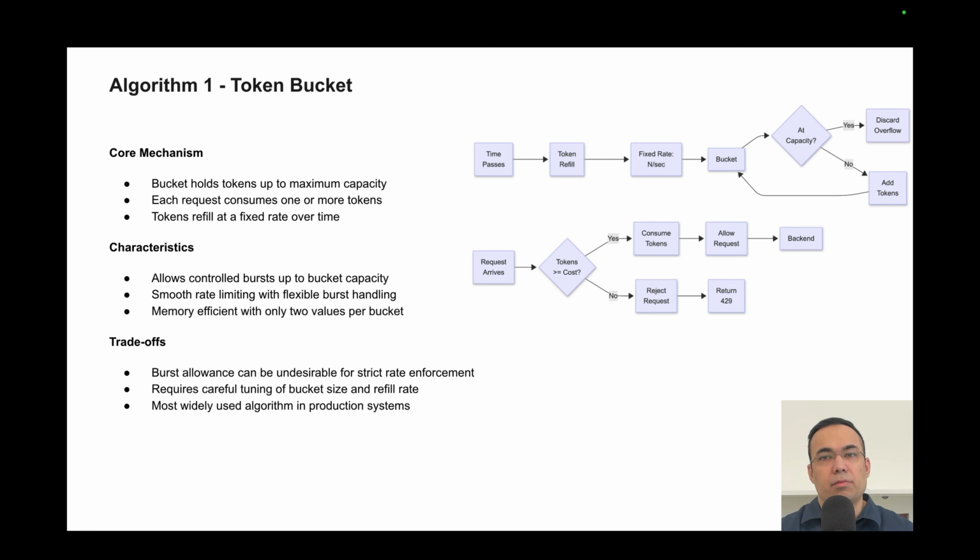However, there are trade-offs to consider. The burst allowance can be undesirable for strict rate enforcement. If you need exactly 10 requests per second with no bursting, token bucket is not ideal. It requires careful tuning of bucket size and refill rate. These two parameters interact in non-obvious ways. Despite these trade-offs, it remains the most widely used algorithm in production systems because the burst allowance often matches the real-world usage patterns. The key takeaway is that the token bucket works well when we want to allow short bursts while maintaining a long-term average rate. This matches how most applications actually behave.